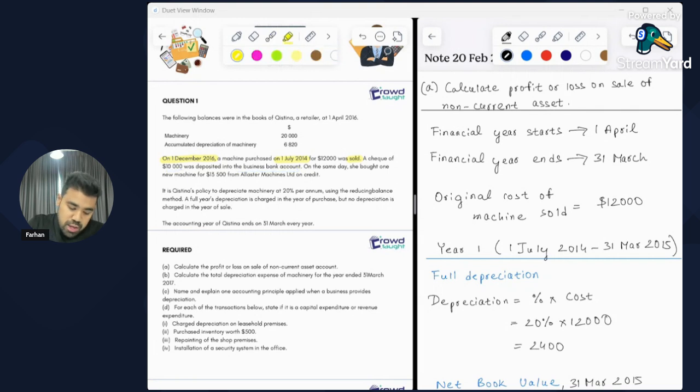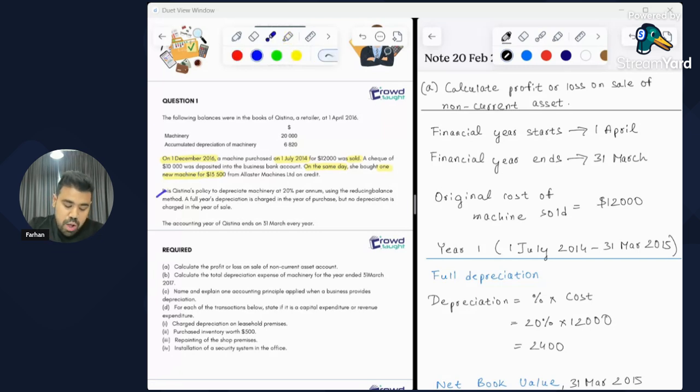On the same day, she bought one new machine for $13,500 from All Star Machines Limited on credit. So the last line here refers to a new purchase of a new machine, and that's for $13,500. Moving on to the next paragraph.